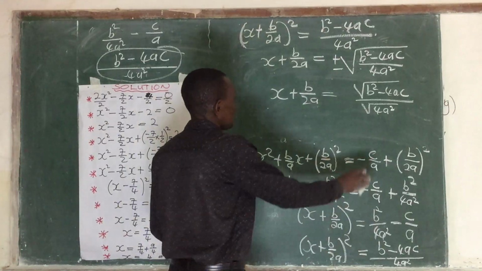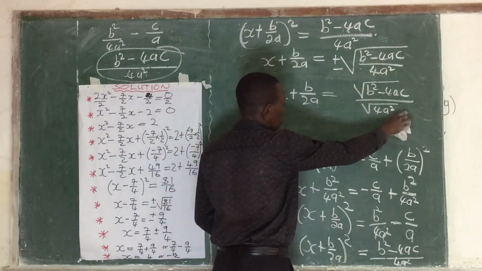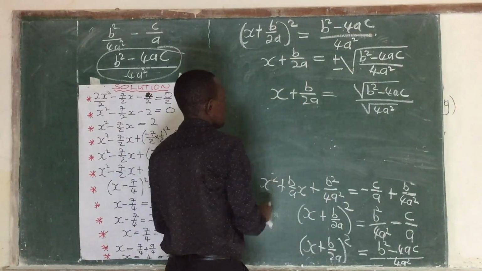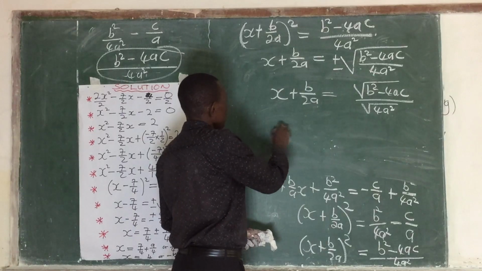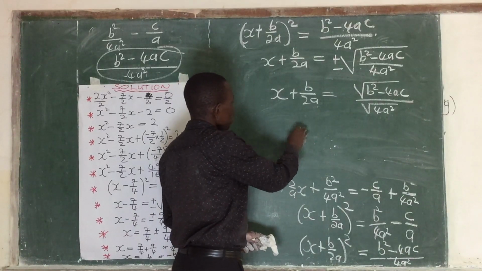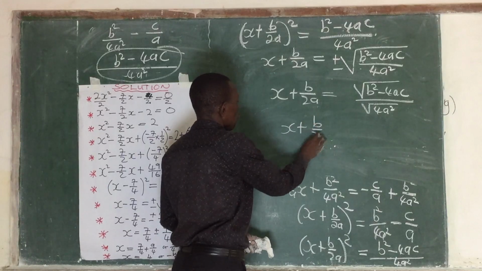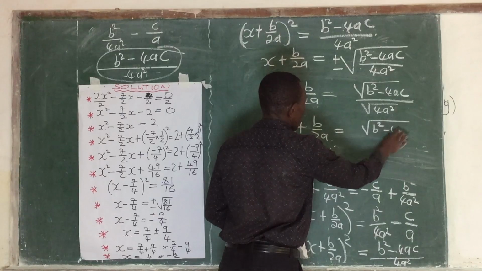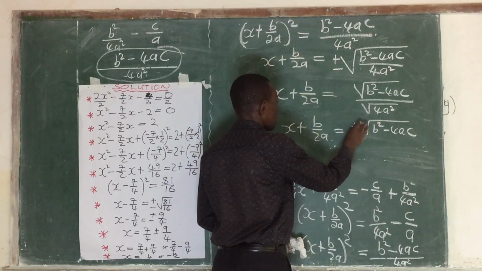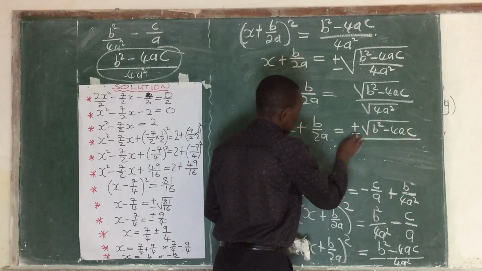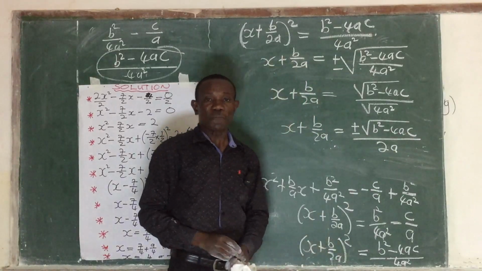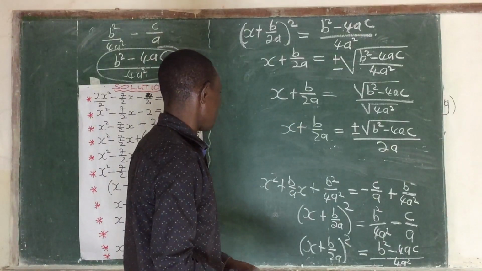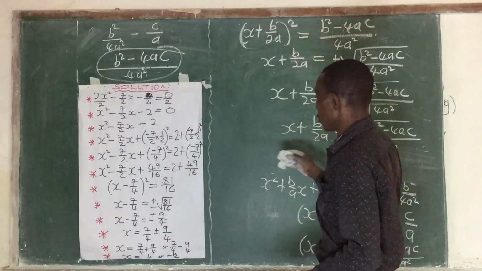So let us now rewrite. The denominator will be changed into 2a. So what we have then is x plus b over 2a is equal to, the top part you leave it, the square root of b squared minus 4ac, and have the positive and negative attached, over 2a, something like that. So that's it on the right hand side. Now from here, where do you go next?